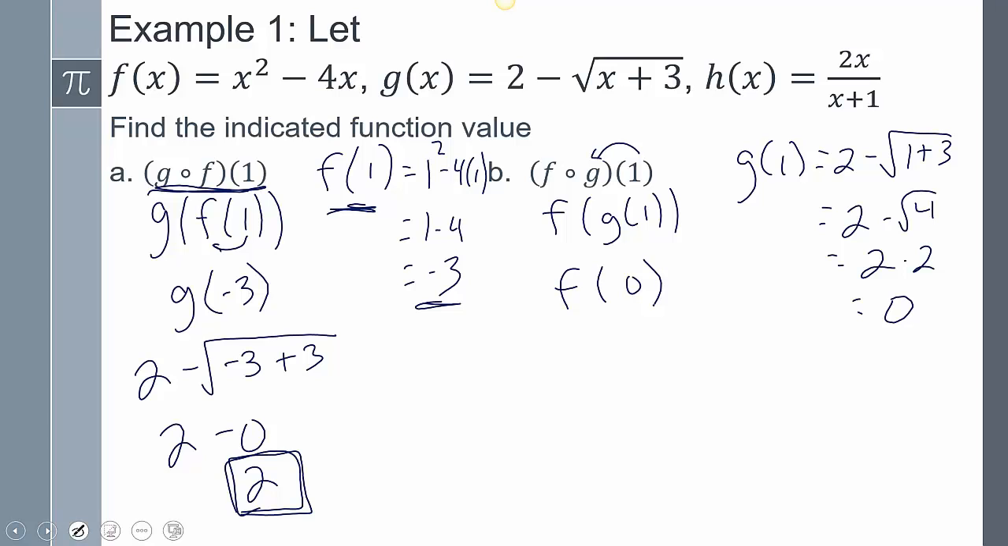And now plugging 0 into my f function, that's going to give me 0 squared minus 4 times 0, which is just 0. So f of g of 1 just gives me 0.